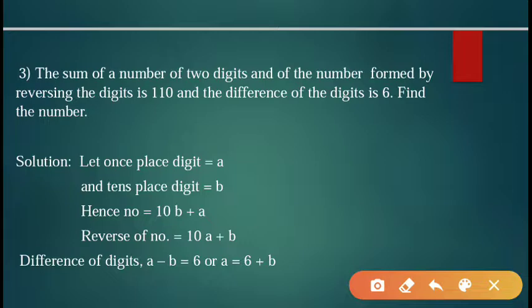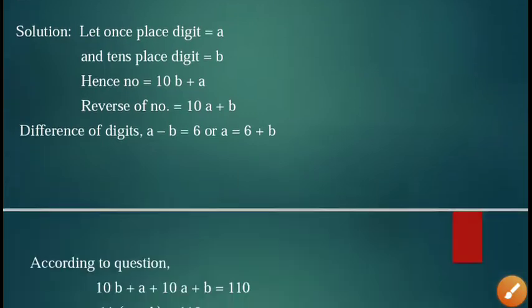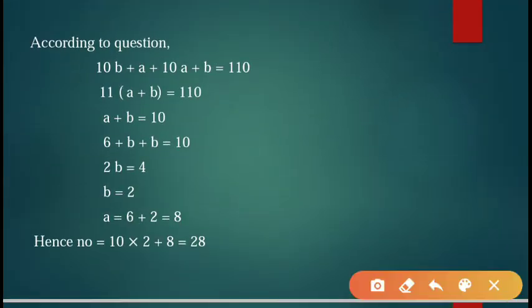Now next, what is in your question? It is given that the original number and the reversed number, their sum is 110. This is the original number and this is the number we get when we reverse the digits. Their sum is given as 110. So write it here. Their sum is 110, means 10b plus a plus 10a plus b is equal to 110.